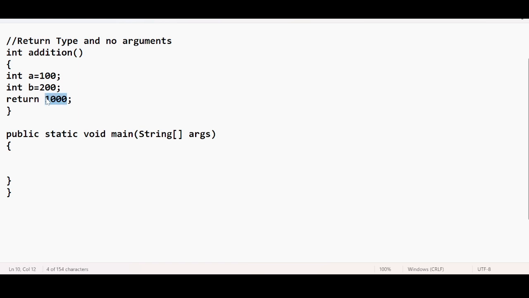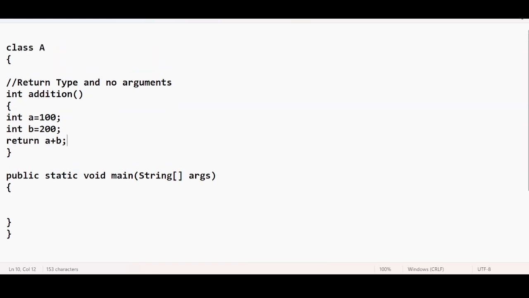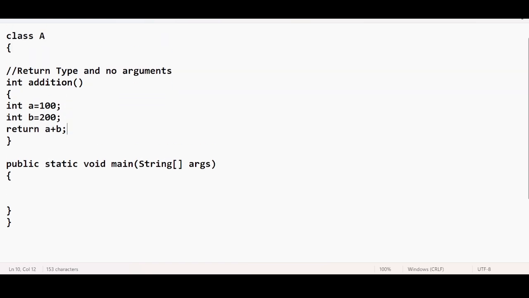Instead of returning a random value, I can return the combination of these two values. I can perform any kind of mathematical operation by considering these two values. I can say a plus b. Making sense, everyone? Okay, how to invoke this method? Now help me with this. Name of the class is A. I want to invoke this method.